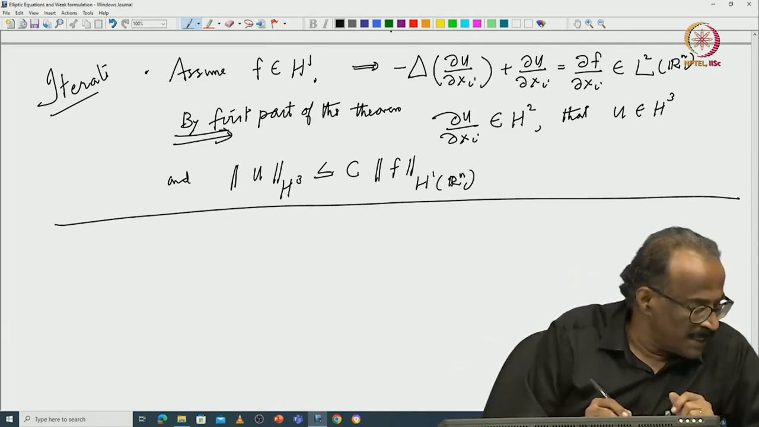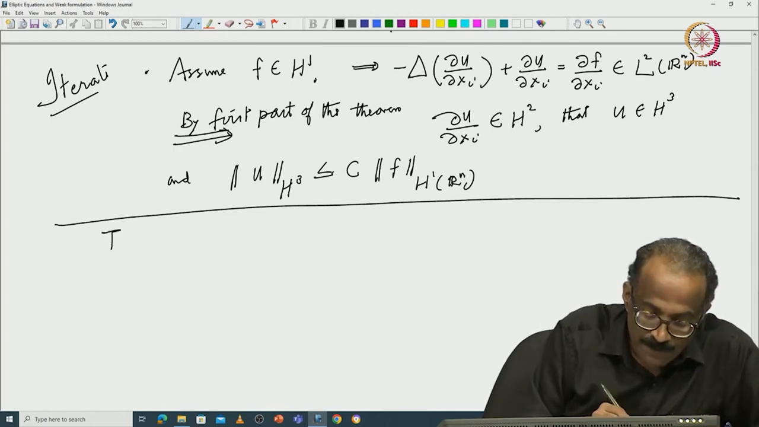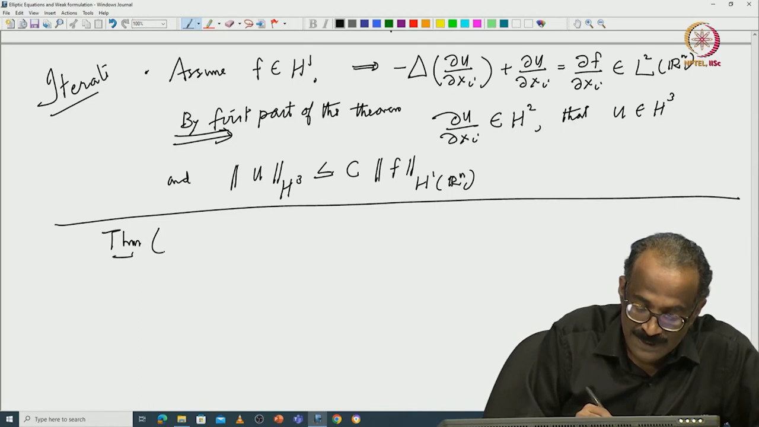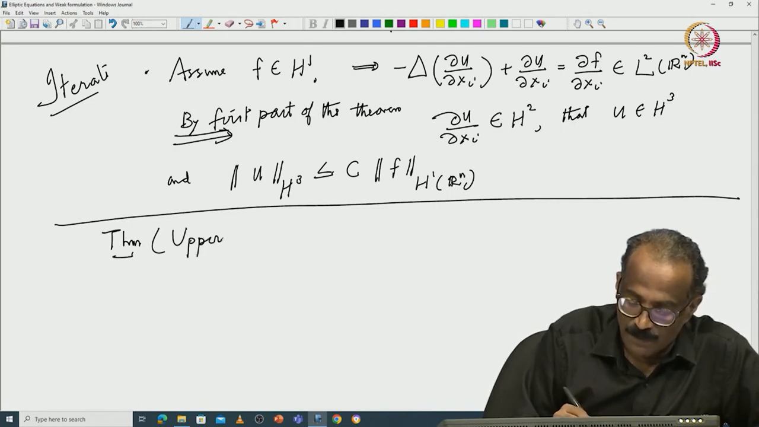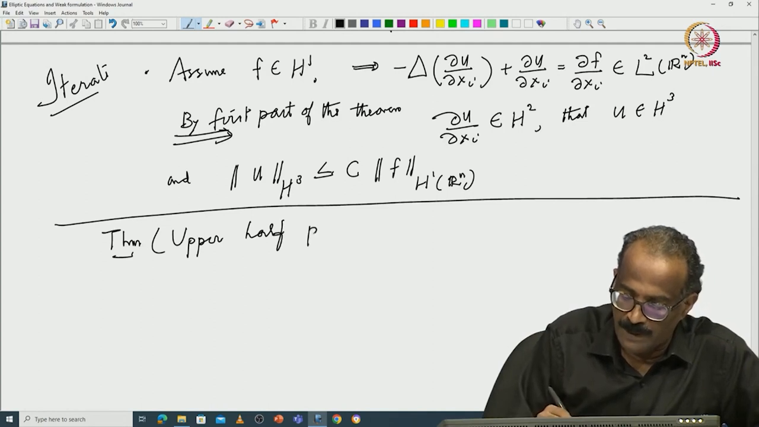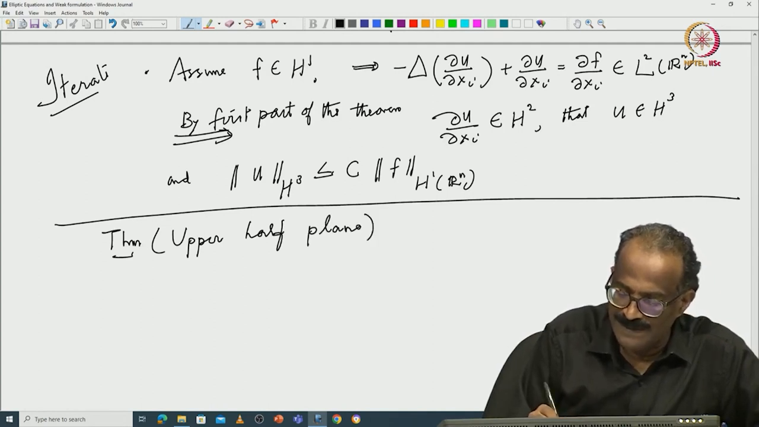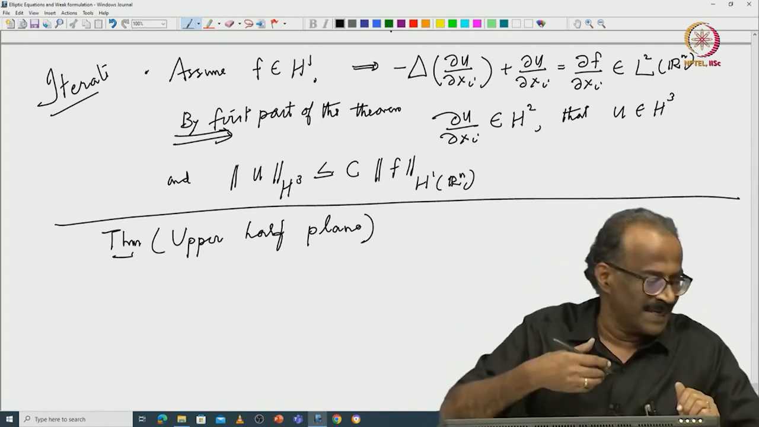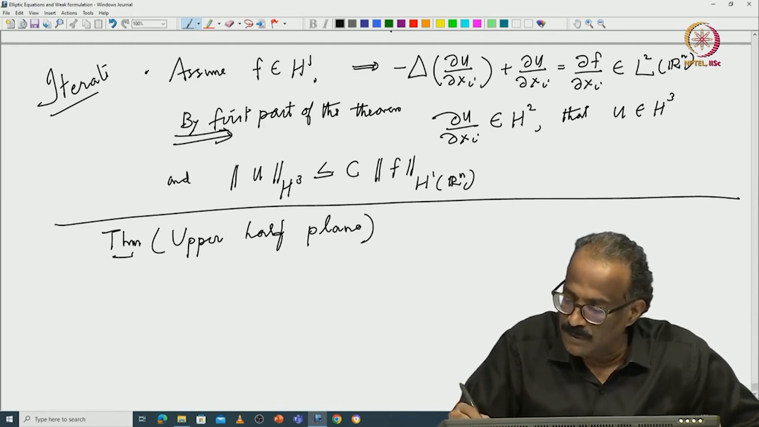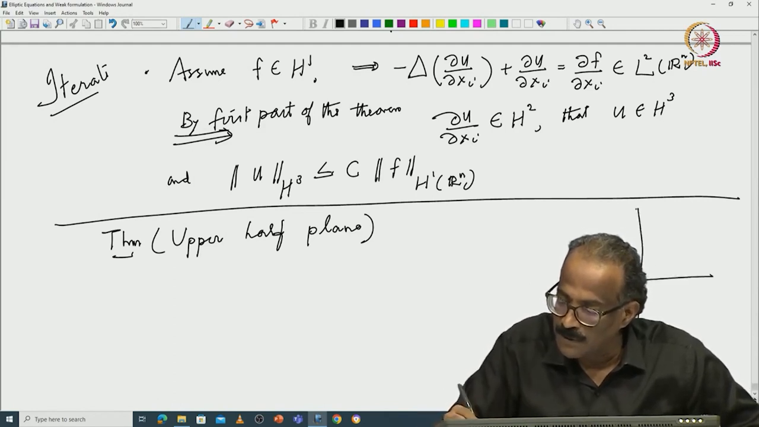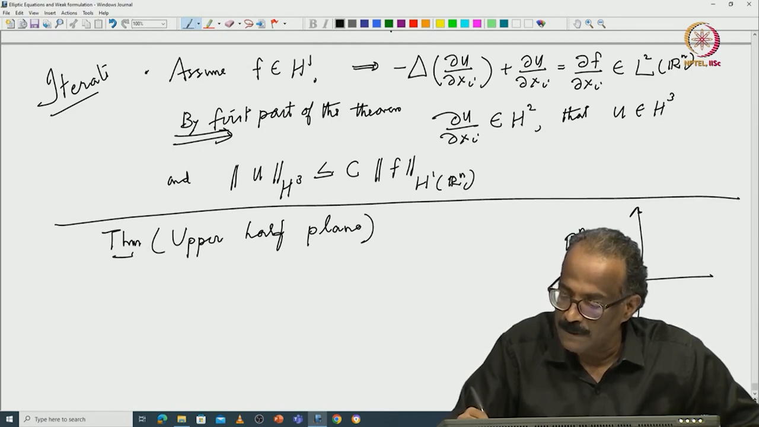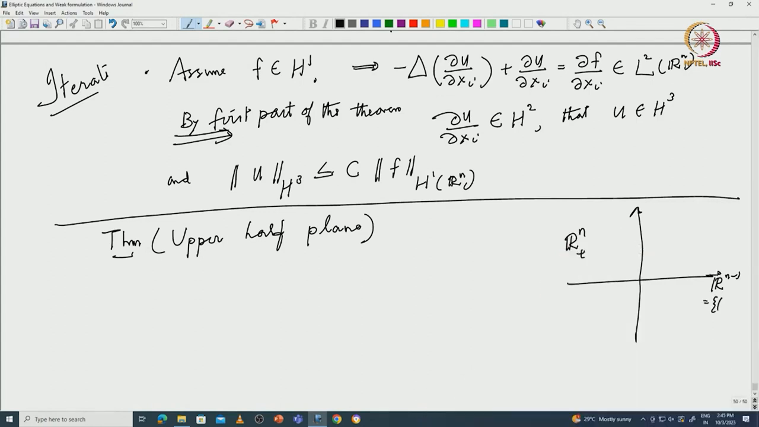But when you go to the upper half plane, so let me write down the theorem, this is slightly more involved because you do not have the full x n direction. So this is your R n plus, this is your R n minus, identified with x prime, 0. So any point here will be of the form x prime, x n, and this is your x n, ok.